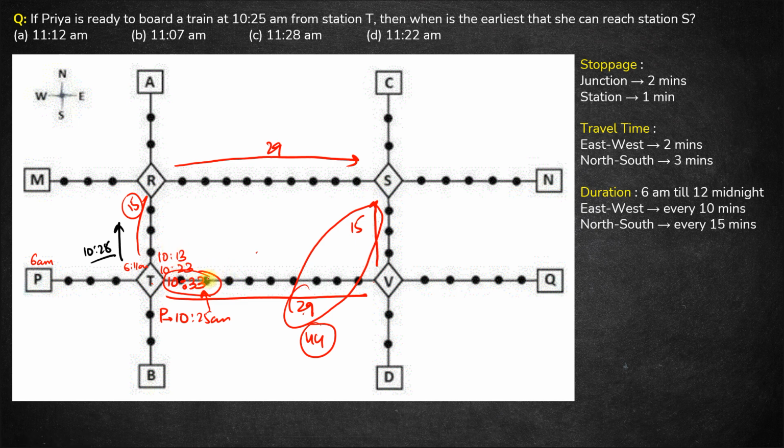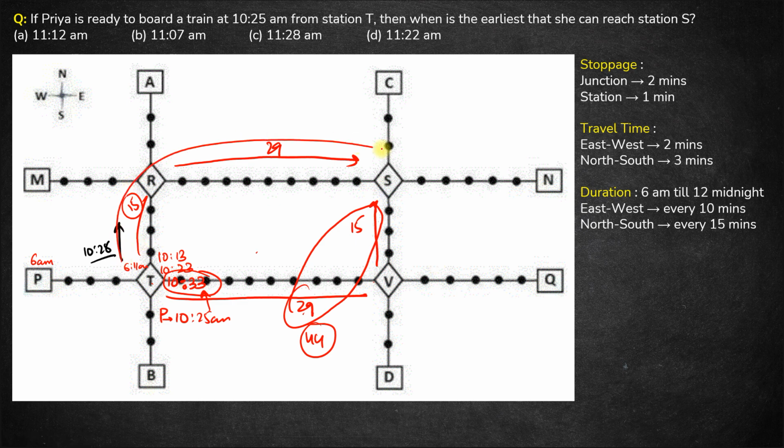Sorry, not that. 10:33 plus 27 is 11 plus 17, 11:17. So if you consider the least time, that will be 11:17 if she does not have to wait. But if she has to wait, it will take some more time basically.